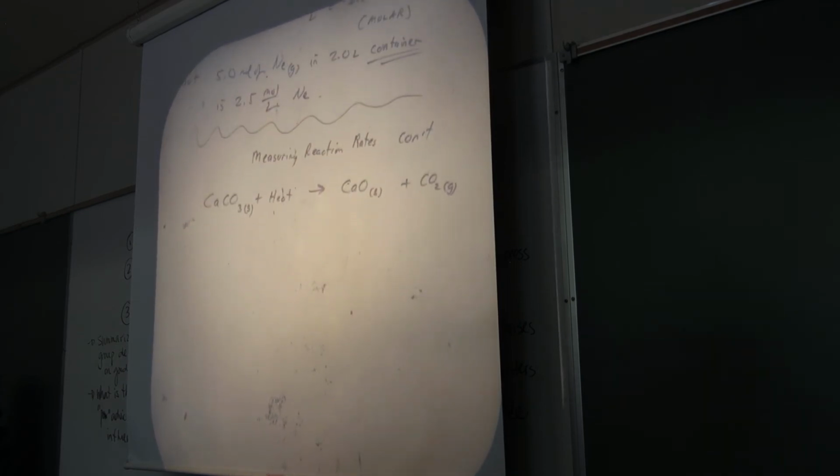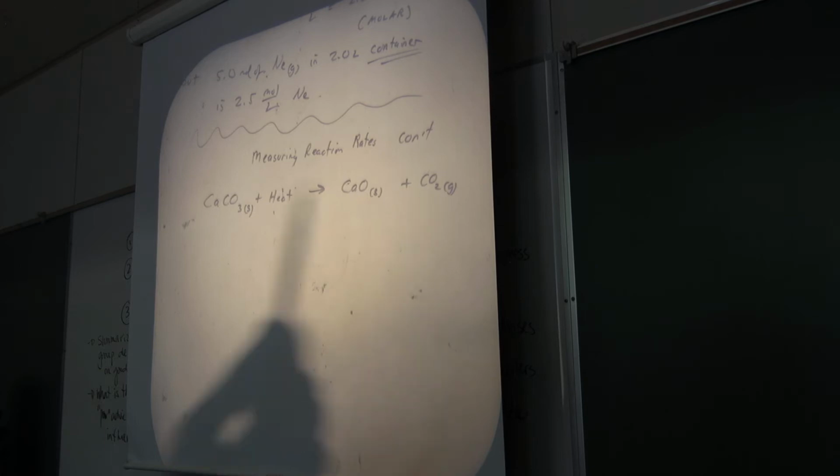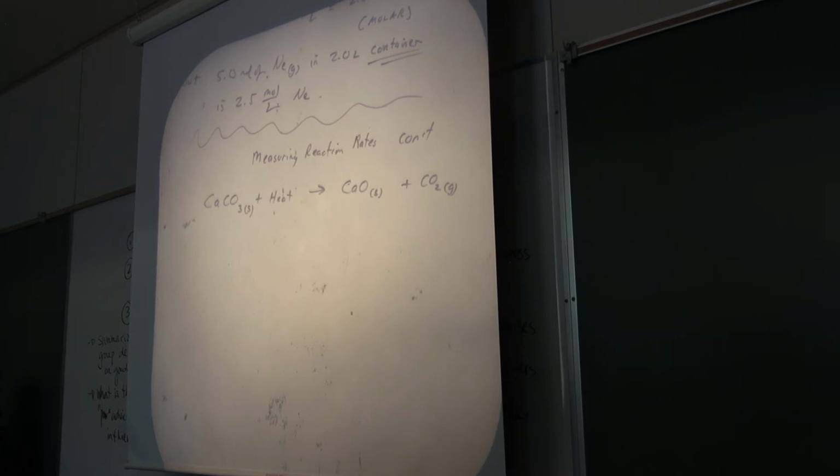Okay. All right, so calcium carbonate, which is a solid, in heat is going to calcium oxide and carbon dioxide gas. Will the change in mass of the container help us measure this reaction rate? If we have this in a sealed container, so we seal this all up, can we measure its change of mass to get the rate of the reaction?